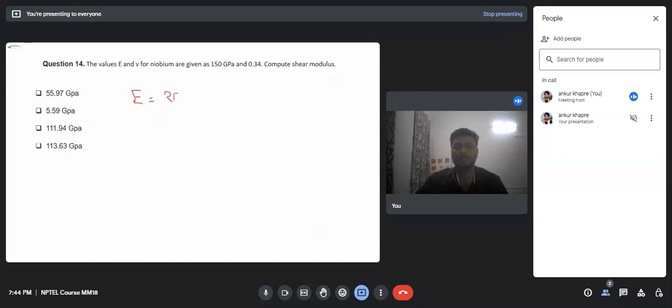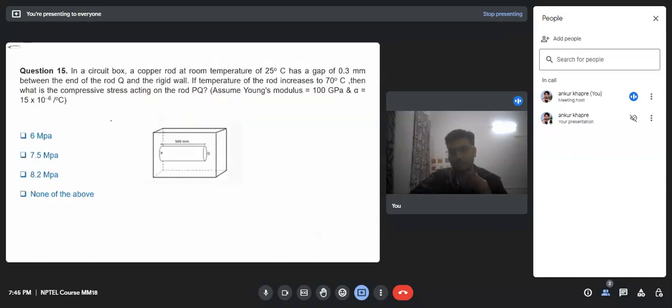The relation between Young's modulus and shear modulus is like this: E is equal to 2G(1 plus V). So the G value we have to calculate. For that we have to take this E and divide by 2(1 plus V). So option number 1 will be the correct answer. After putting this E value and V value, we'll get the answer of 55.97 GPa.